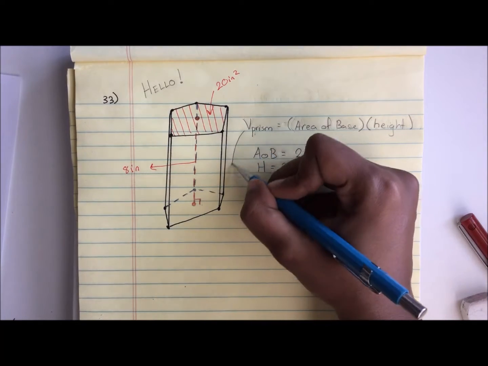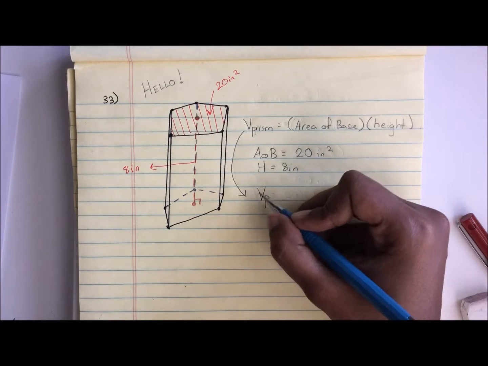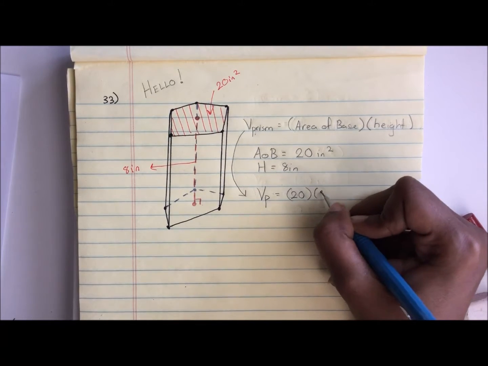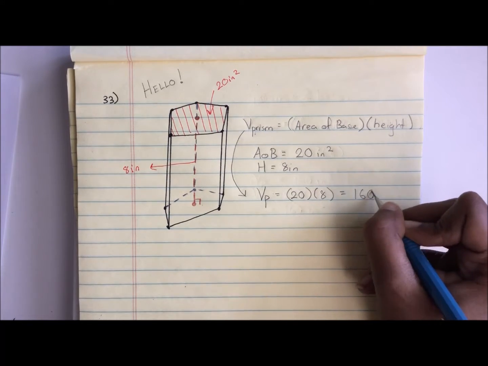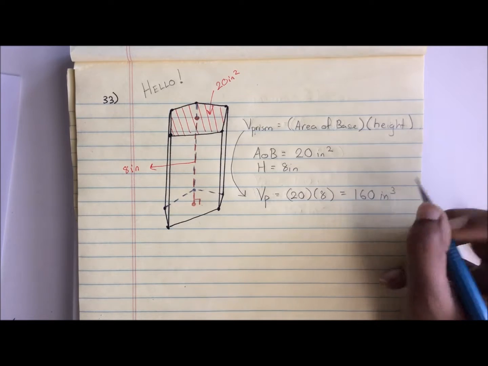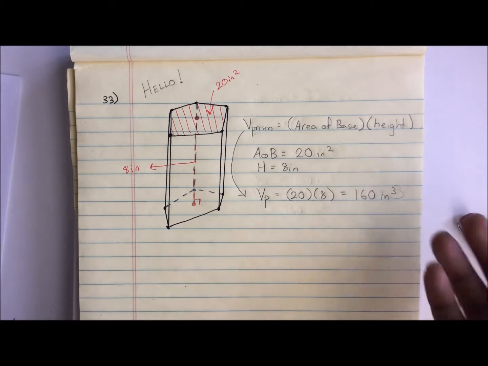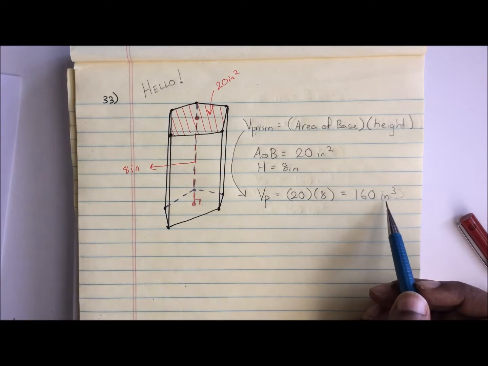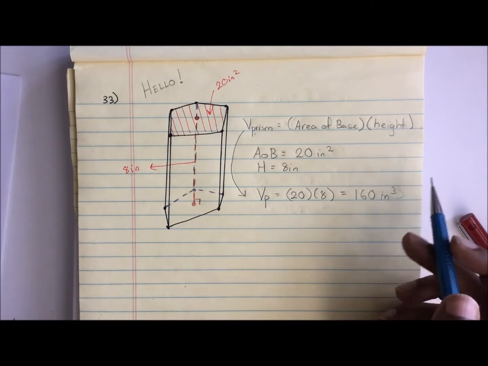So let's do that. I'm going to bring this down here. The volume of P, or the volume of this prism, is going to be 20 times 8. And that gives us 160 inches cubed. Now definitely remember to put your units as a cubed unit because we're dealing with volume. Volume is three-dimensional. If this were area, your units would be two-dimensional. If this were perimeter, this would just be a one-dimensional thing.